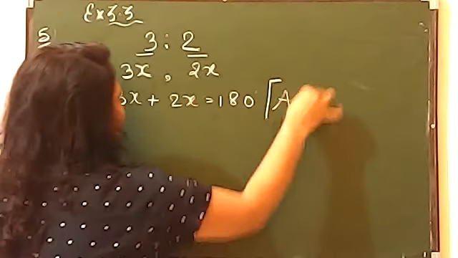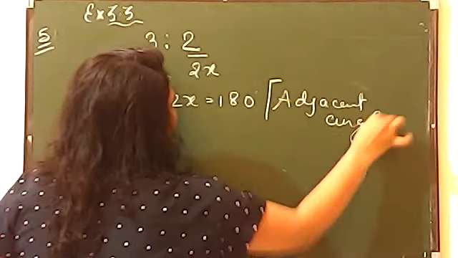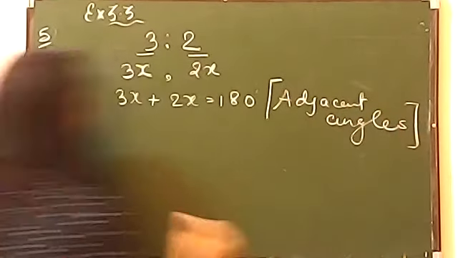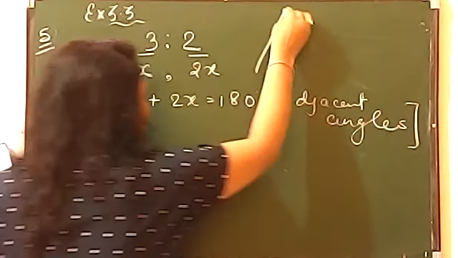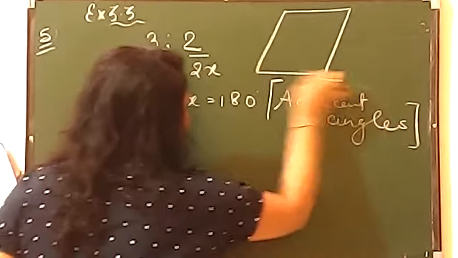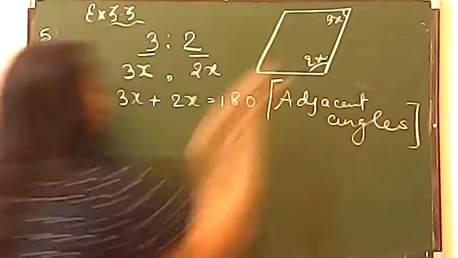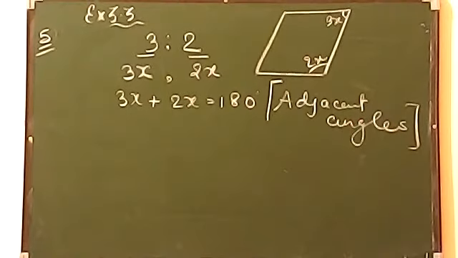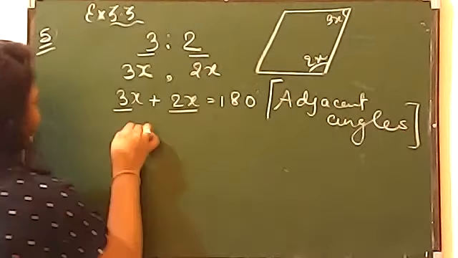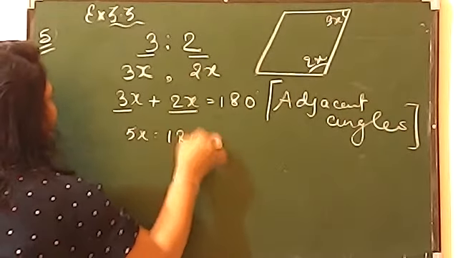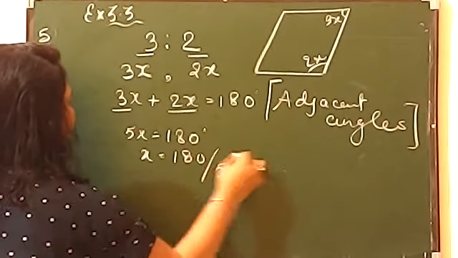Reason is compulsory to mention: adjacent angles are supplementary. So remember there is no need of making a figure. If you want to make the figure, you can also make it. Adjacent angle means this is 3x, this is 2x. Okay, and if you don't want to make a figure, that is also fine. Now 3x and 2x when you combine, you will get 5x. 5x is equal to 180, x is equal to 180 divided by 5.